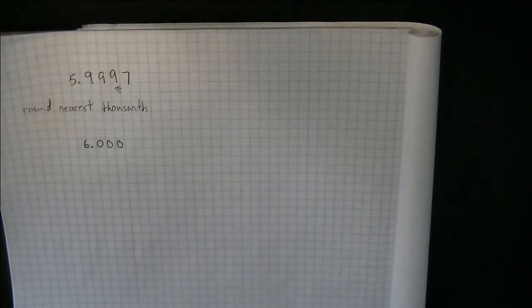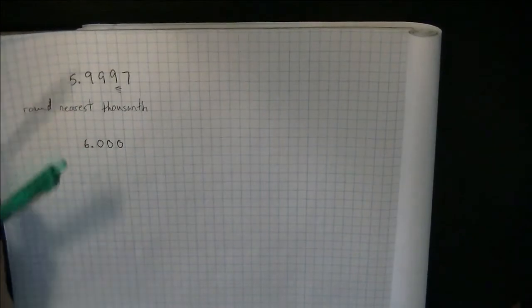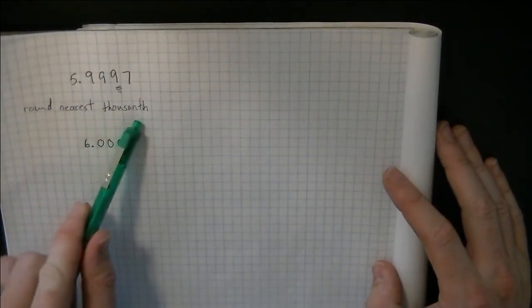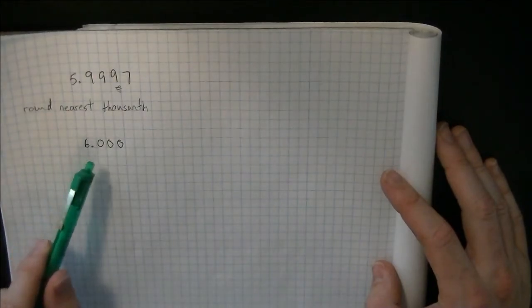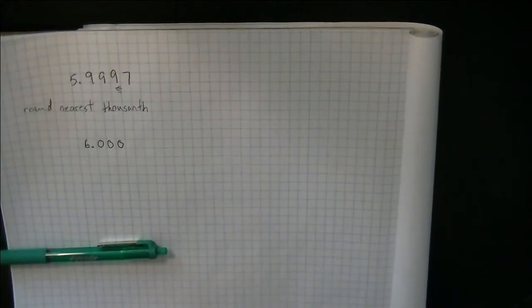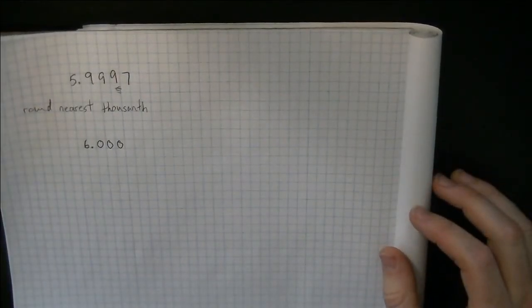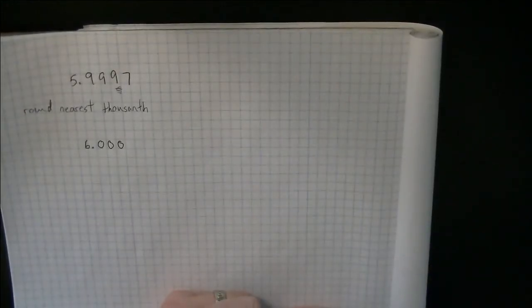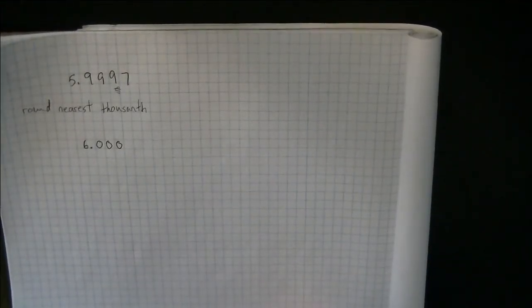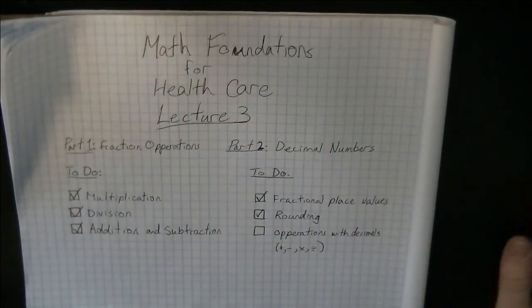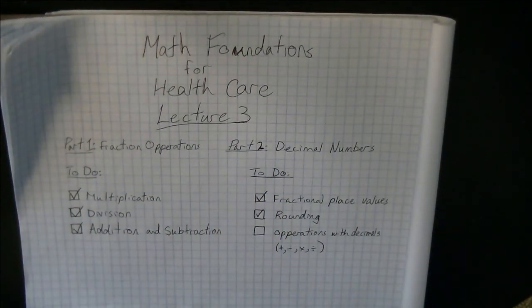Okay, and it's tempting to write this as 6, and in some cases that might be fine, but if you want to show that this is rounded to the nearest thousandth, it's actually best just to write 6.000 to show how accurate we're being. All right, so that is how we round when there's carrying over that happens. All right, very good. Okay, so that is rounding done. On to adding, subtracting, multiplying, and dividing with decimals.